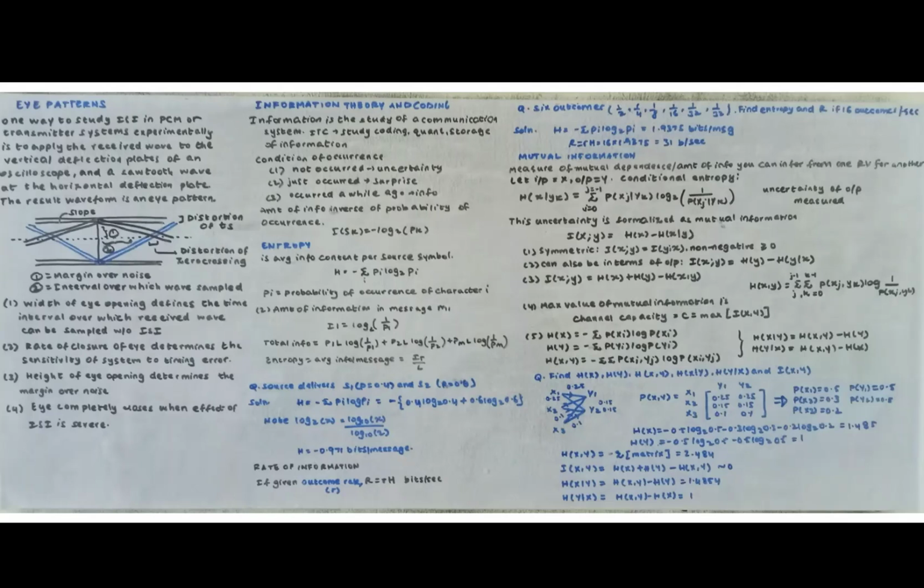0.5 and 0.5, you do minus 0.5 log 2 0.5, again minus 0.5 log 2 0.5, which sums to 1. Then H of xy is the entirety of the matrix, which comes to 2.484. Then you use the same value and substitute everything. 2.484 minus 1 is 1.484. H of y given x is 2.484 minus 1.484, which is 1.